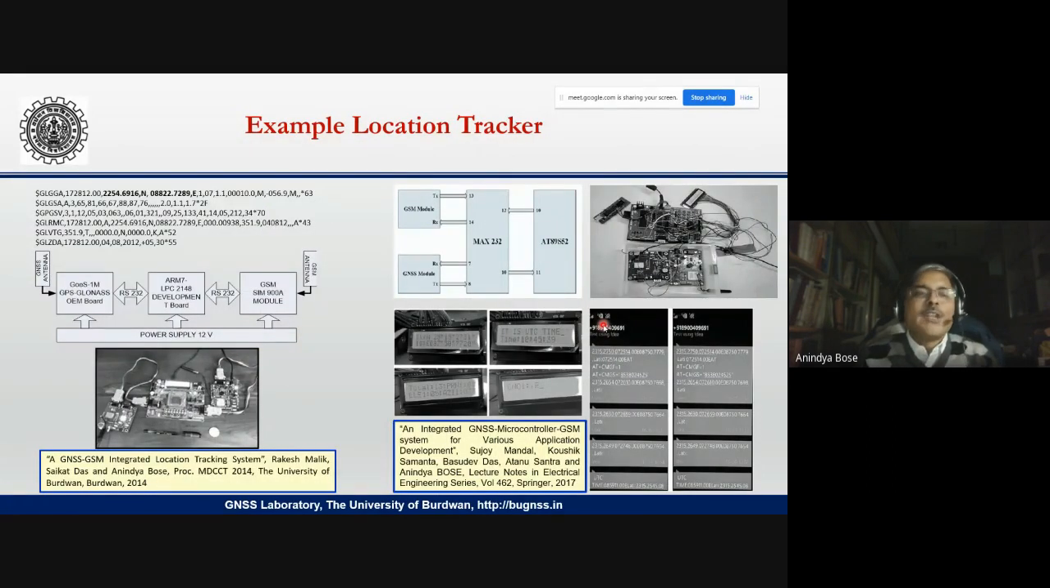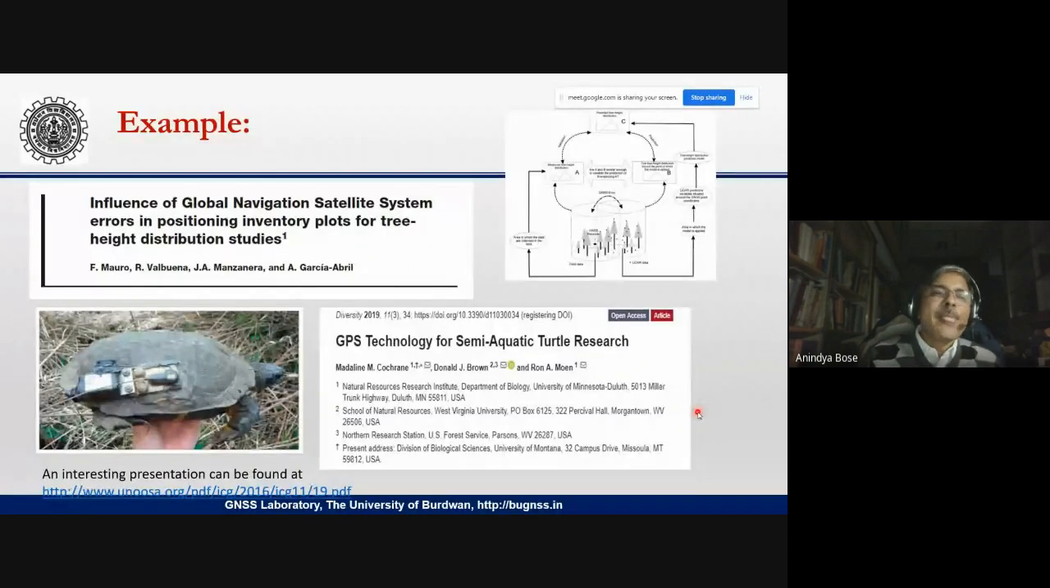I have also given some examples of location trackers. Earlier we only had large GNSS modules of this type. We had a very large solution, and it was transmitted to a particular mobile number, as you can see. But the whole thing has now changed. It has been miniaturized.